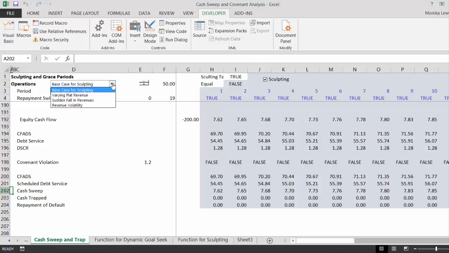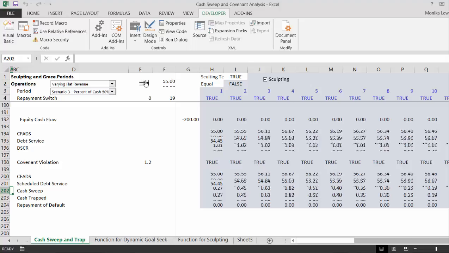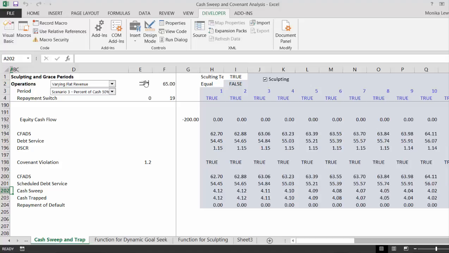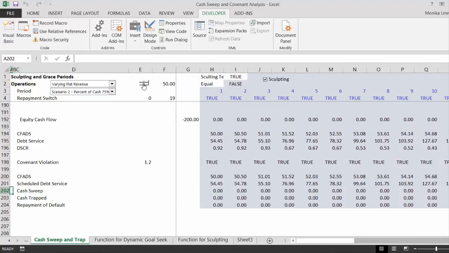I suppose if we put a varying flat revenue here, we can increase the revenue a little bit. I really am going to have to stop this video. And then it looks like the cash trapped. Oh, that's because I have a 50% sweep. If I had a 75% sweep, then I have different levels of cash trapped. And if we keep pushing it down, we're eventually getting to the point where we can't sweep anything because we're defaulting. And in this case, I don't have enough money to repay the default.